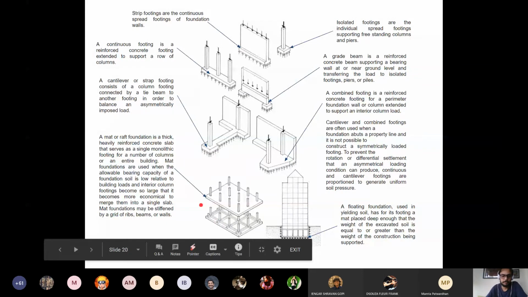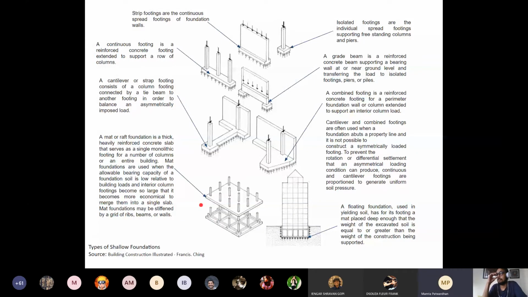Okay, Mamta, anything you want to add here? They're coming up with questions simultaneously, so go ahead, please take a look at it. Yeah, sure. Go ahead.